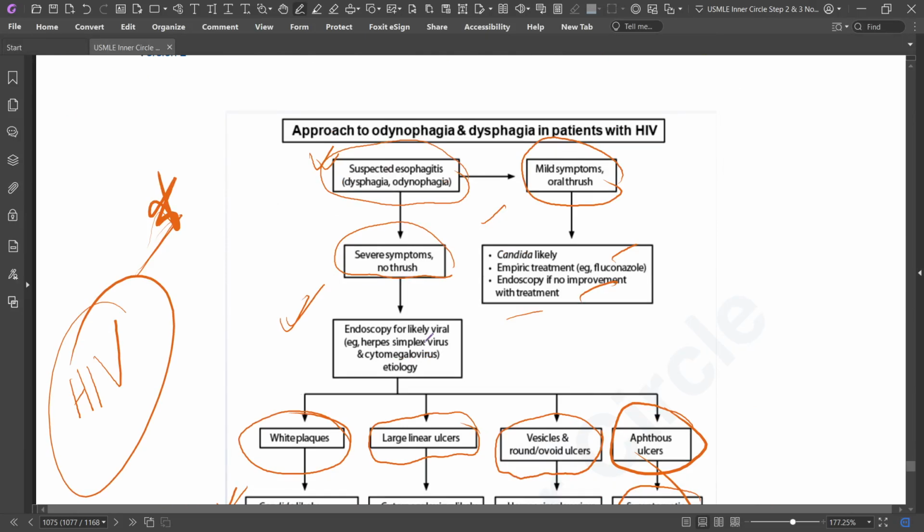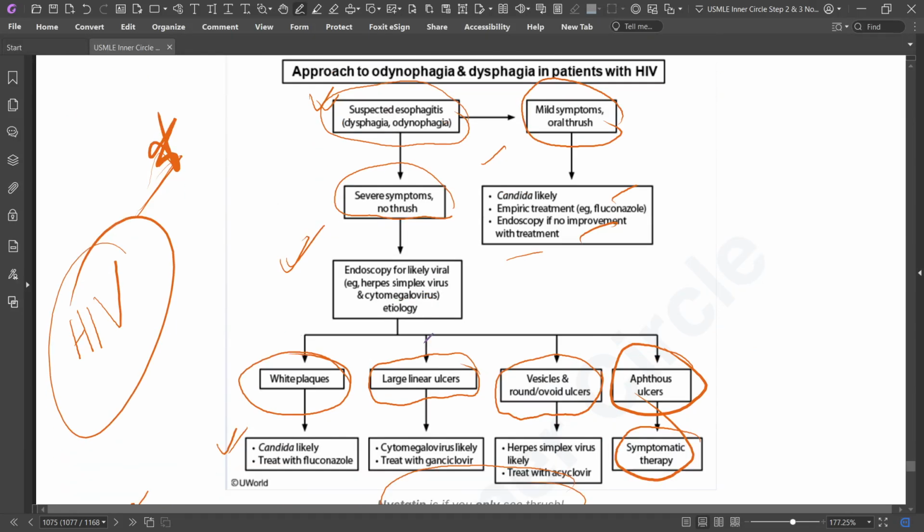Then the last thing I would like to discuss is the approach to odynophagia and dysphagia in patients with HIV. I suspect esophagitis. Mild symptoms, oral thrush: go for Candida likely and give fluconazole. If symptoms do not improve, endoscopy should be done. If severe symptoms, no thrush, endoscopy for viral pathology.